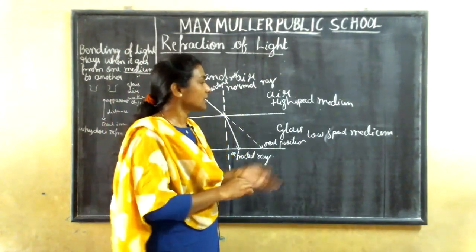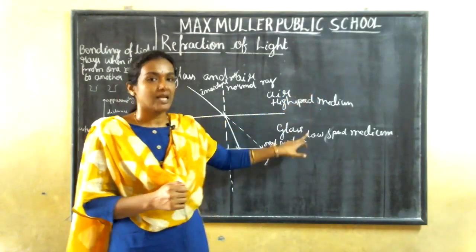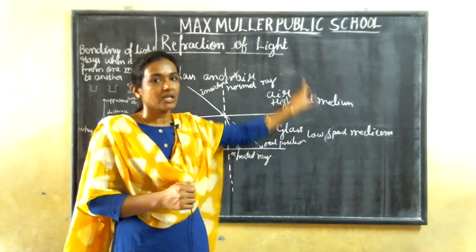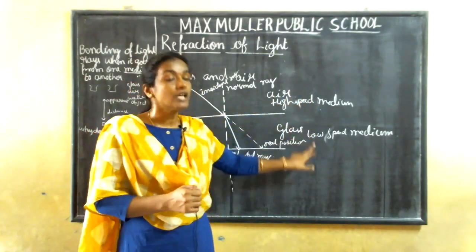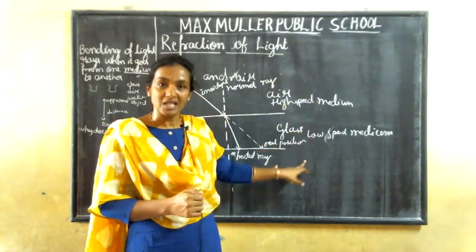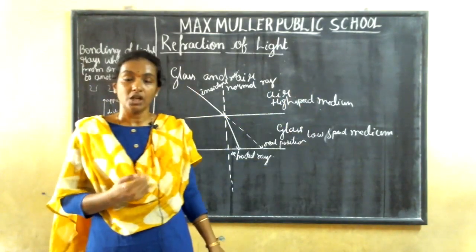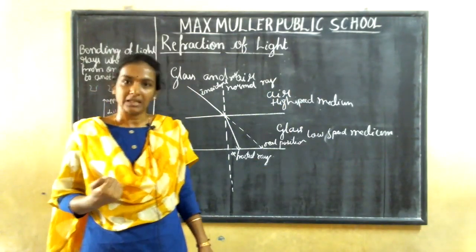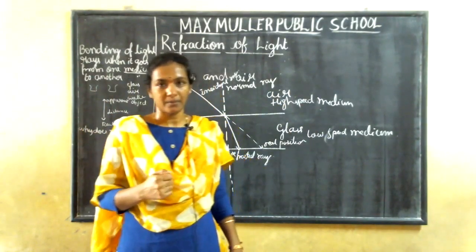Clear? So when the light rays are coming from rare medium to dense medium. Why are we saying rare medium here? Speed is more, it is high speed. Why are we saying dense medium? Because speed reduces. So when the light rays come from rare medium to dense medium, the light rays bend towards the normal ray so that it can reach on time. Clear my point?